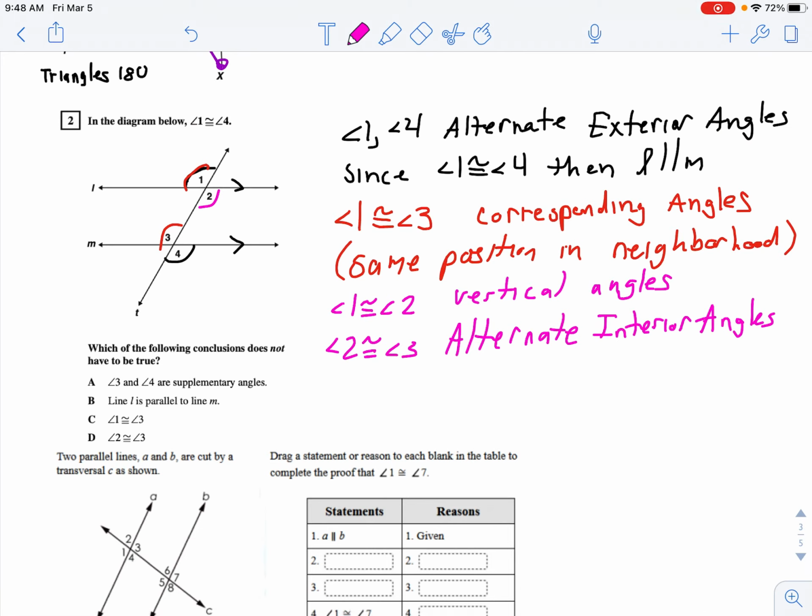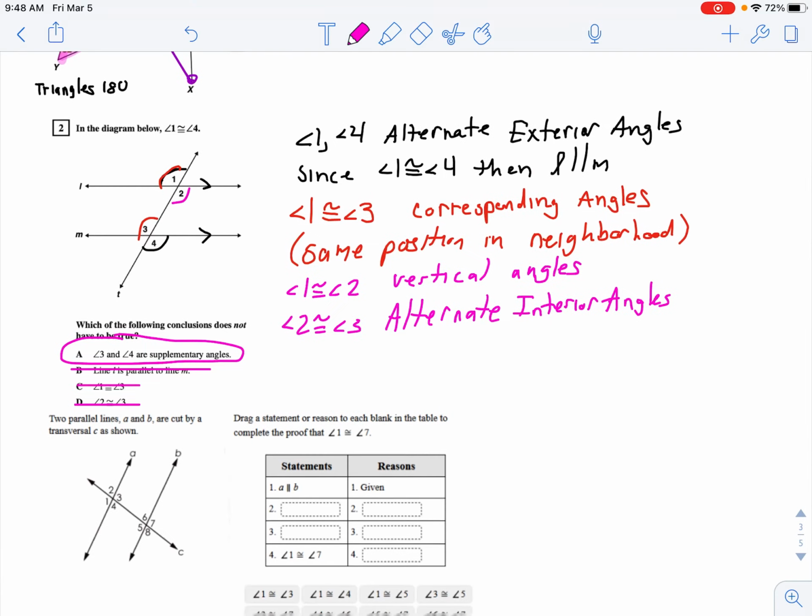So which of the following conclusions does not have to be true? Well, we already said line L is parallel to line M. We said angle 1 is congruent to angle 3. They're corresponding angles. We said 2 is congruent to 3. They're alternate interior angles. So 3 and 4 don't have to be supplementary. There's cases where they can be, but they don't have to be. All right, because 3 and 4 are vertical angles as well. I could have said that up here.